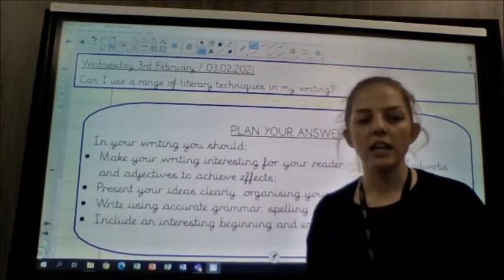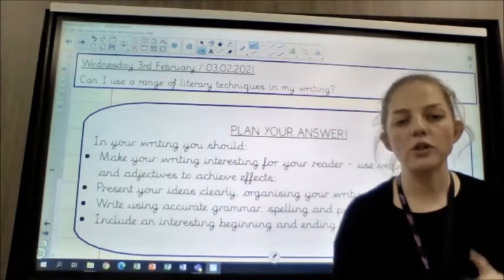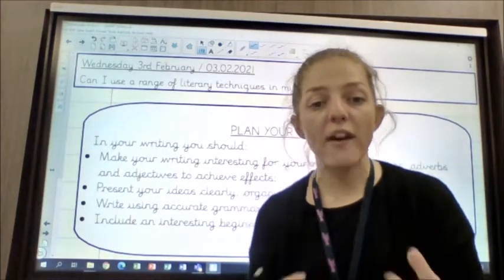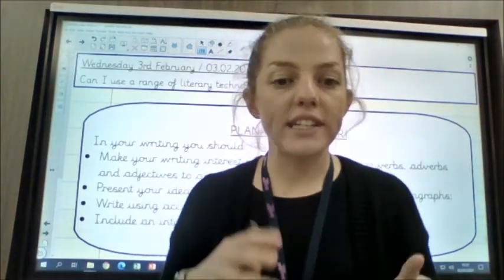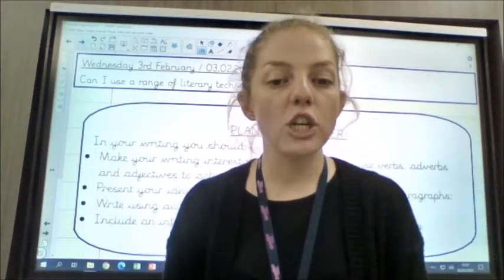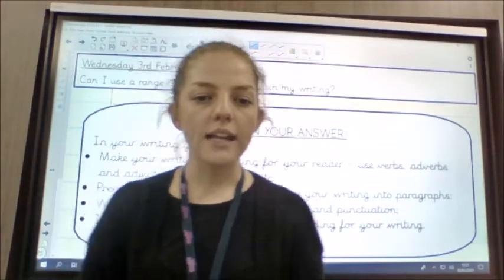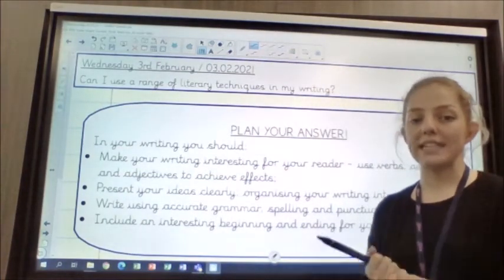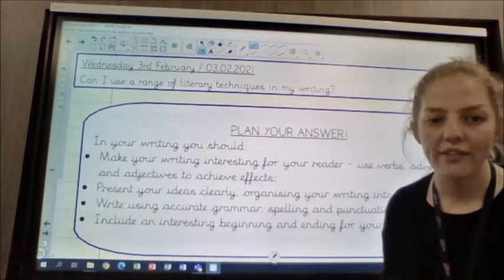In your writing, you need to make it interesting for your reader. So you need to use verbs, adverbs, and adjectives to achieve different effects in your work. Okay, so if you want to make the story scary or spooky, then you need to use verbs, adverbs, and adjectives that make it seem scary. Okay, you need to make sure that your ideas are presented clearly and that they are organised into paragraphs.